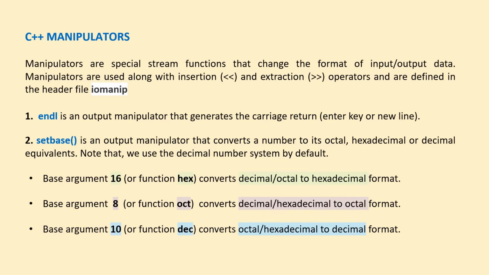Base argument 16, or also the function hex, converts decimal or octal format of a number to its hexadecimal format. Base argument 8, or the function oct, converts decimal or hexadecimal numbers to its octal format. Base argument 10, or function dec, converts octal or hexadecimal numbers to its decimal format.